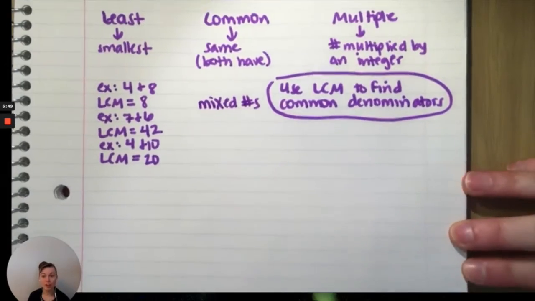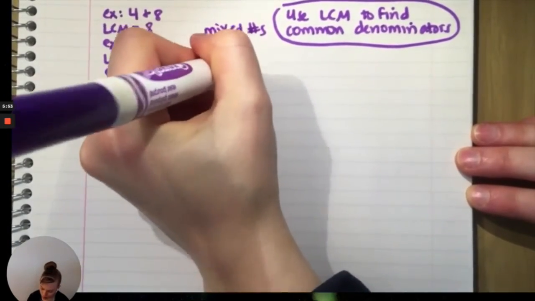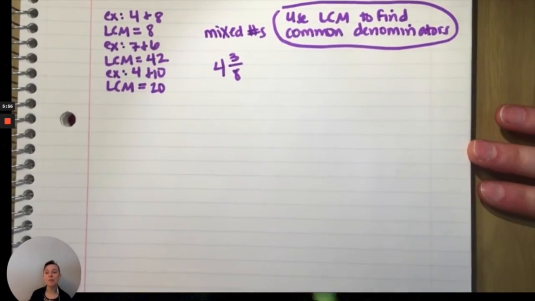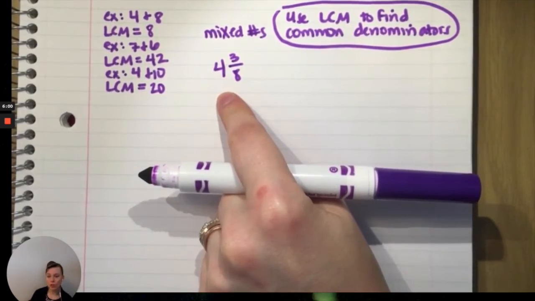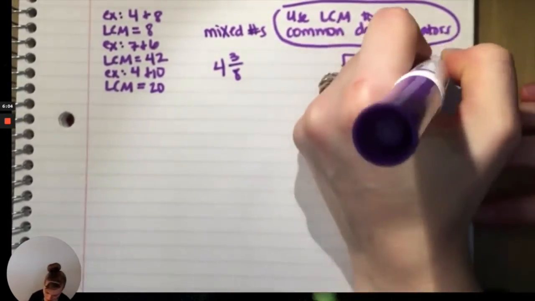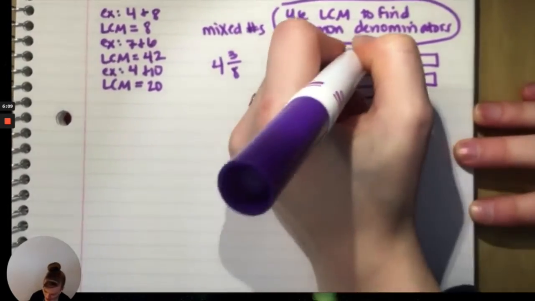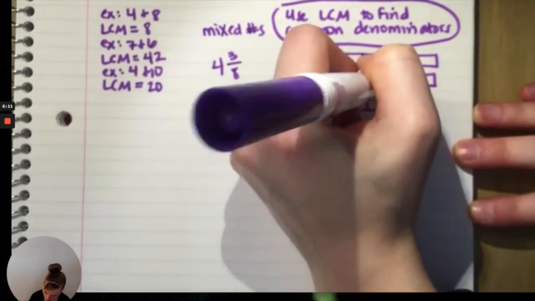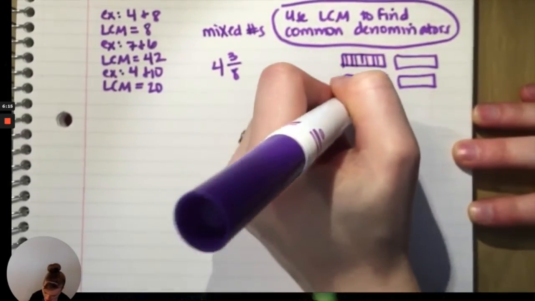Improper fractions are more convenient. So in order to move a mixed number into an improper fraction, let's think about what this means. This means I have 4 wholes with 3/8 left over. So I'm going to have 4 candy bars that are whole, and then I'm going to have 3/8. So I'm going to divide this into eighths.